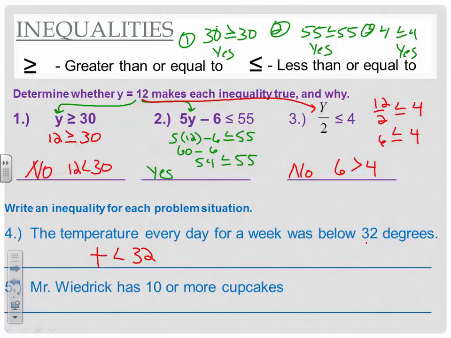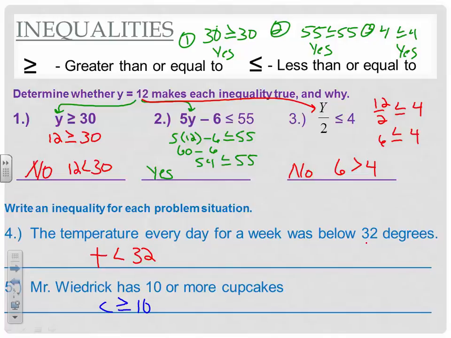So this says Mr. Wiedrick has 10 or more cupcakes. So we'll put C for cupcakes. So I could have 10. Could I have more than 10 is the question. The answer is yes, I could have more than 10. So we're saying greater than or equal to.